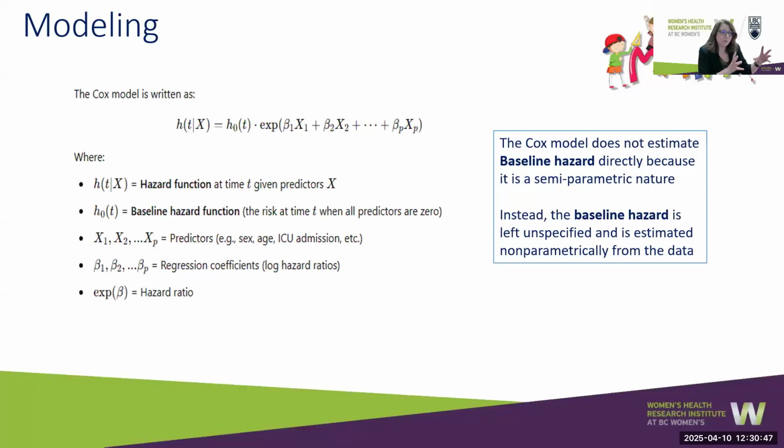So the hazard at any point t is our baseline hazard multiplied. This is basically kind of like linear regression, but multiplicative. It's not necessarily the same, but you can simplify it and see it like this. The Cox model does not estimate the baseline hazard directly because it is a semi-parametric model. Instead, the baseline hazard is left unspecified and is estimated non-parametrically from the data. So we're not saying the hazard comes from a specific function; our baseline hazard depends on our data and will be different each time.